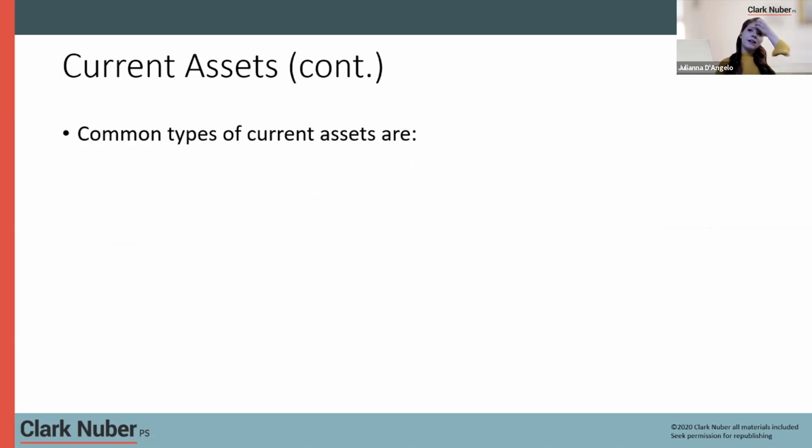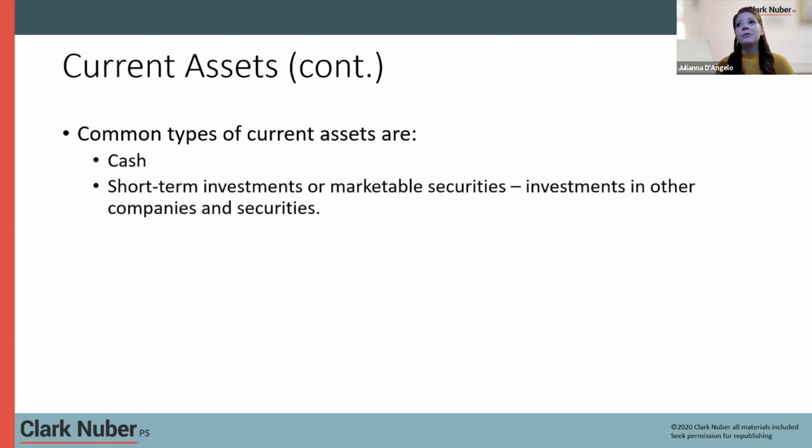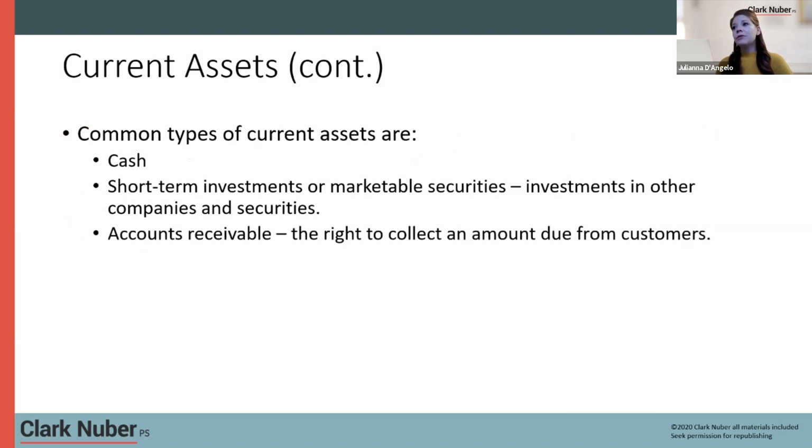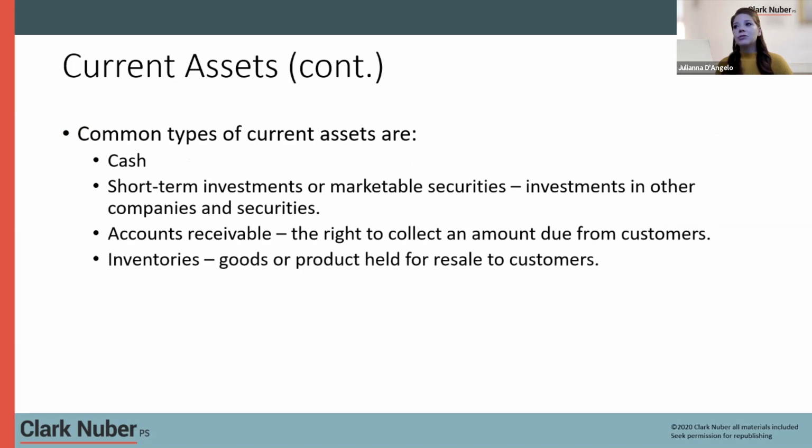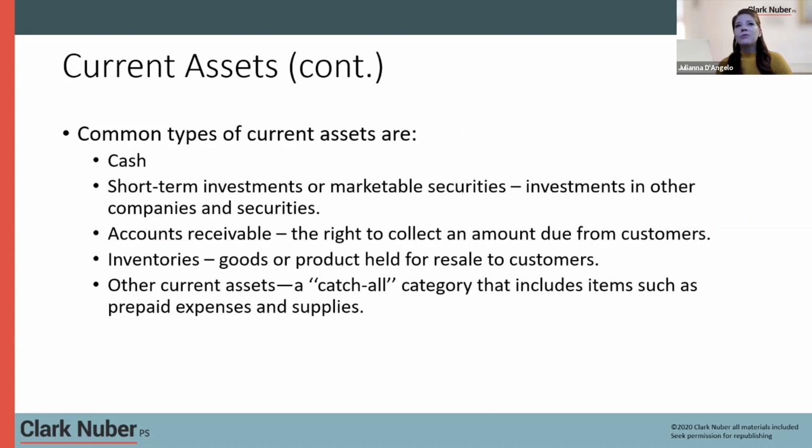Some common types of current assets are cash, short-term investments or marketable securities, investments in the debt and stock of other companies, as well as government securities, accounts receivable, the right to collect an amount due from customers, inventories, which are goods or products held for resale to customers, and other current assets, which is really just a catch-all category that includes items such as prepaid expenses or supplies.